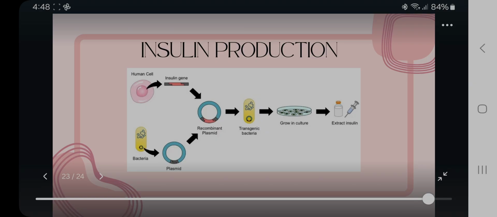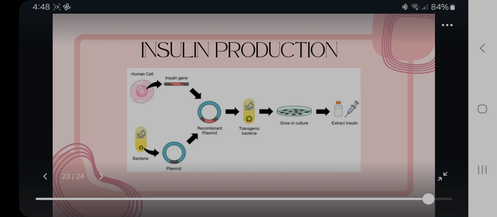So wow, look at that. Isn't that so crazy, so amazing? So that's how genetic engineering affects the medical field, by insulin production.